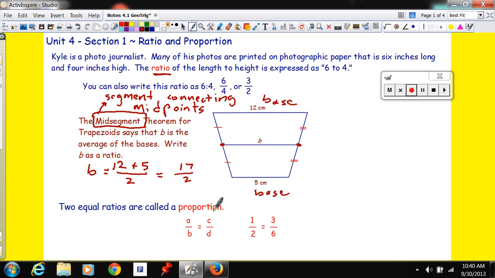The bottom part here says equal ratios are called a proportion. Anytime you have two equal fractions or two equal ratios, you have a proportion. This is a proportion: 1/2 equals 3/6. I know that these are two equal ratios. They would both reduce down to 1/2. So you could basically say 1/2 equals 1/2. That makes it a proportion because the two ratios are equal.